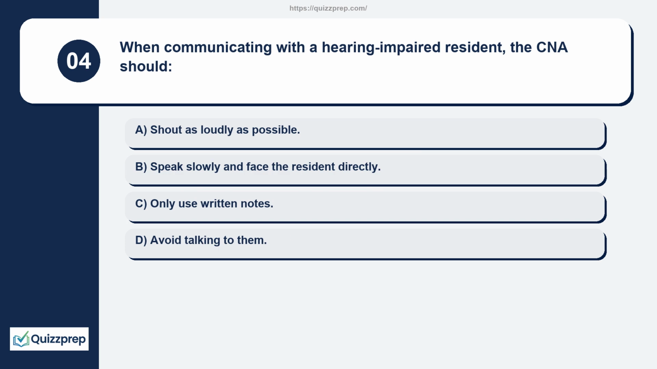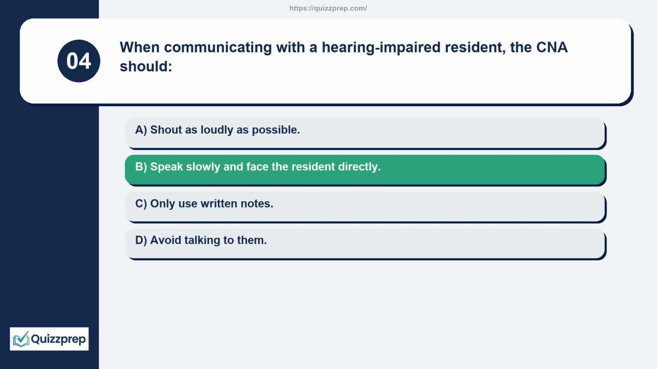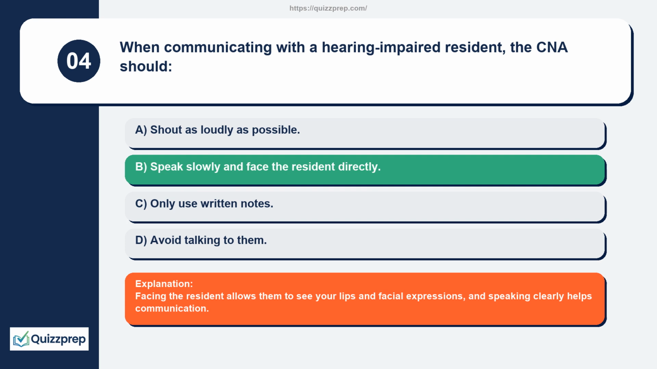Question 4. When communicating with a hearing-impaired resident, the CNA should shout as loudly as possible. Speak slowly and face the resident directly. Only use written notes. Avoid talking to them. Facing the resident allows them to see your lips and facial expressions, and speaking clearly helps communication.